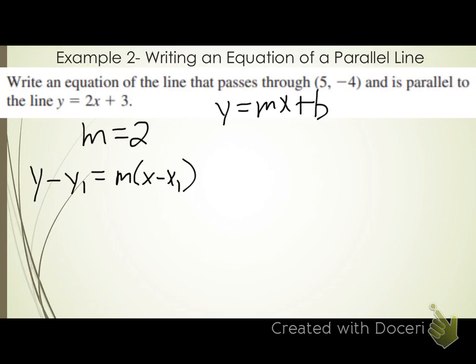Anyone remember how we plug into point slope form? y1 is the y value for my ordered pair. What's the y value for my ordered pair here? -4. So if I'm doing y minus -4, it would be y plus 4. What do we say our slope was? 2. The x1 is the x value for my ordered pair. So what's the x value here? So x minus 5. Everyone okay plugging into point slope form like that?